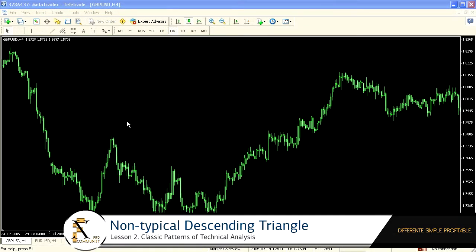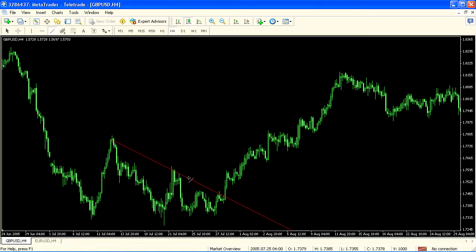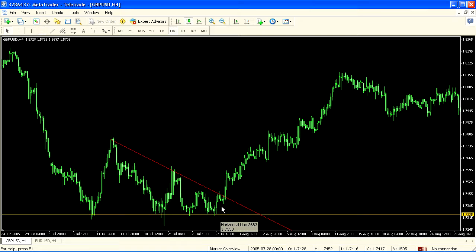Lesson 2. Classic patterns of technical analysis. The following is an unusual and non-classic case of the descending triangle pattern behavior in the pound-dollar currency pair situation. What do we mean by that? The resistance line, the diagonal trend, was broken. In most cases, the support line, the horizontal level, gets broken in the descending triangle. If the downtrend gets broken, we should not open a deal at all.